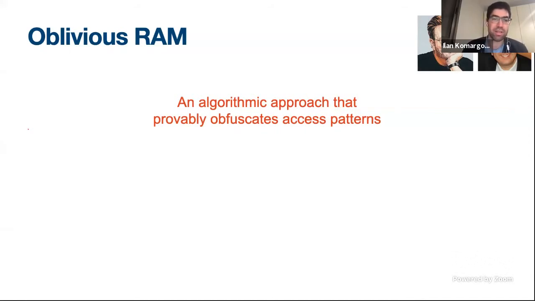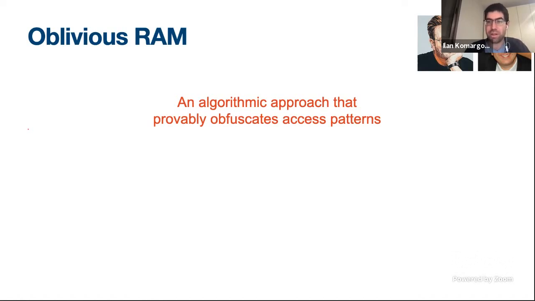Oblivious RAM is a very nice and useful approach. It's an algorithm whose task is to obfuscate the access pattern of algorithms. Slightly more precisely, or a bit less precisely, it takes the access patterns of an algorithm and sort of encrypts them, analogous to what encryption does to messages. More mathematically, it makes the access pattern of algorithms look independent of the underlying data. And what do I mean by being independent of the data?